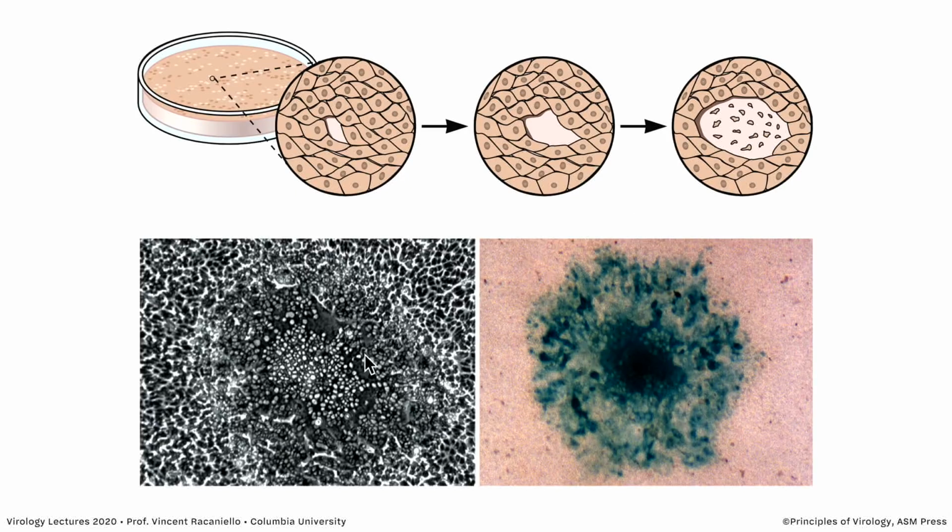So here, for example, is a plaque caused by a herpes virus. We're looking at it under the microscope. And you can see dead cells in the center of the plaque. And on the right, we have stained for the gene product, and it's blue. And you can see that the viruses forming the plaque make a blue plaque, basically. So there are many ways that you can quantify this.